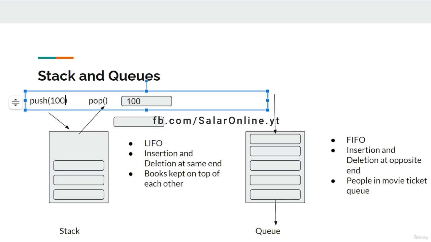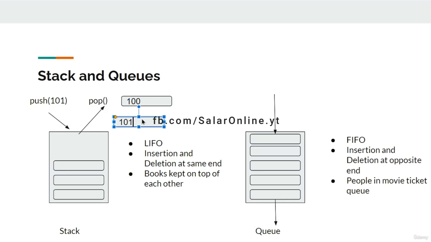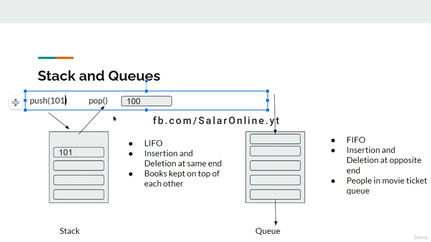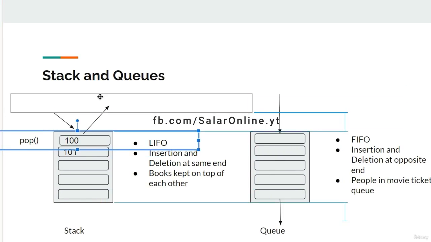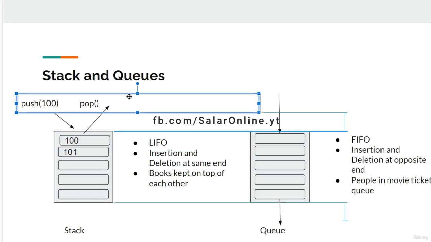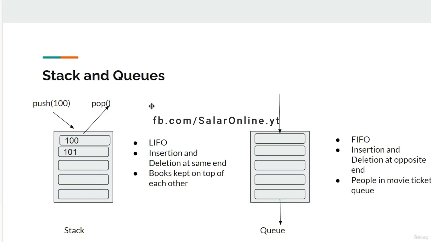Let us suppose I push 101, and this is my element 101, and if I call push method on the stack, then this will add 101 to the stack. Then if I call push 100, then this element will be again added to our stack. So this is how push and pop operation on a stack works.